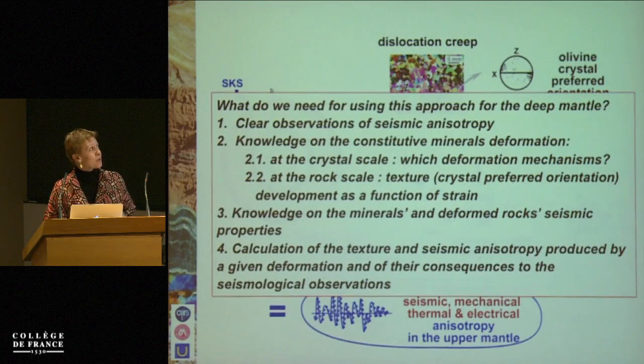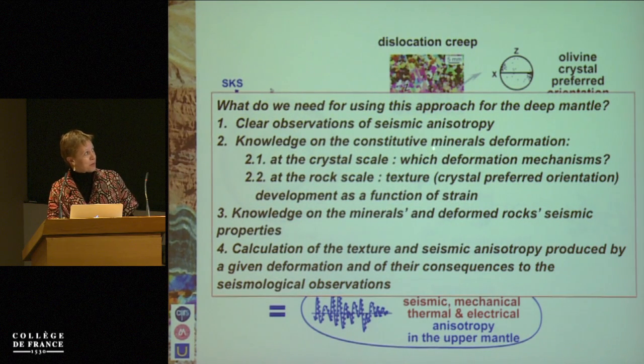So what we need to do if we want to use this approach for the deep mantle, first we need to have a very clear observation of seismic anisotropies. You will see that they exist, but they are not so easy to interpret as the shallow mantle ones. Then we need to know how the minerals deform. So this is a large part of what Philippe has just been showing us, which are the deformation mechanisms that are applicable to the different mantle minerals.